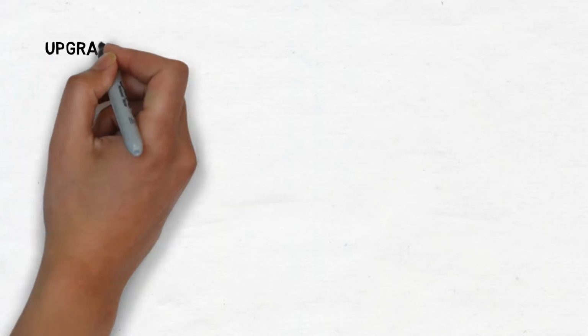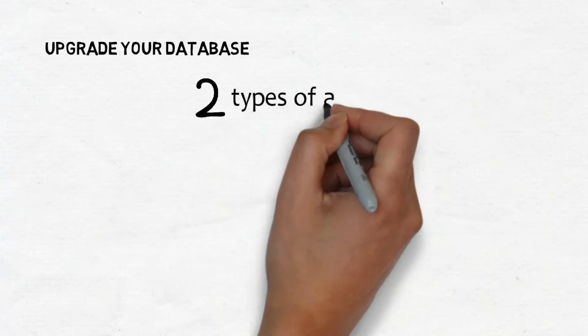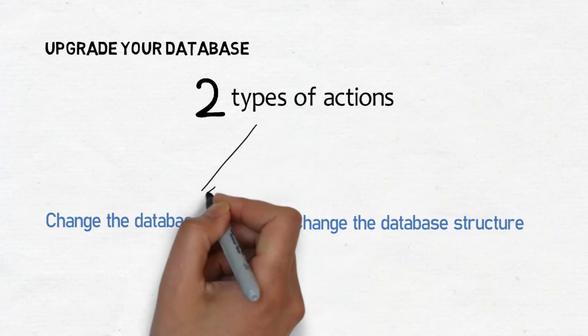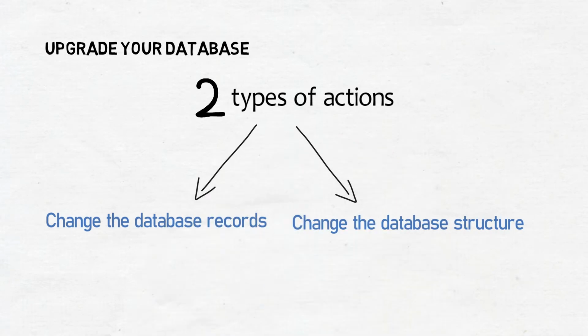When you need to upgrade your database, there are two types of actions you might want to perform. First, change the database records. Second, change the database structure. We'll look at how to perform these actions as the video progresses, starting with changing the database structure to add columns to existing tables.